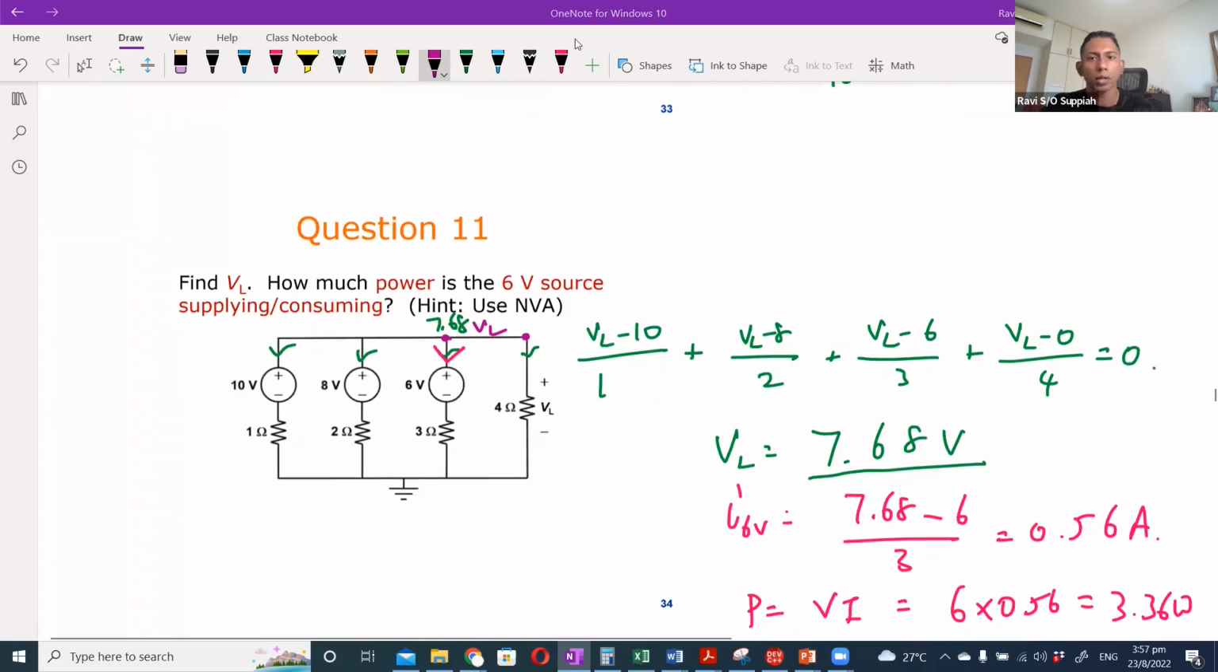There's a question: how does the current flow in each branch? Since we know that the calculated value of VL is 7.68, we can say that for the 6-volt, current is flowing in, but here the current will flow out, and here will also flow in. So that's how you will draw the branches.